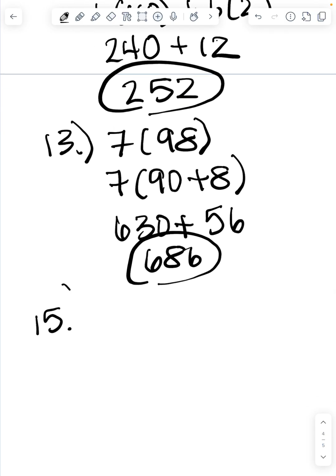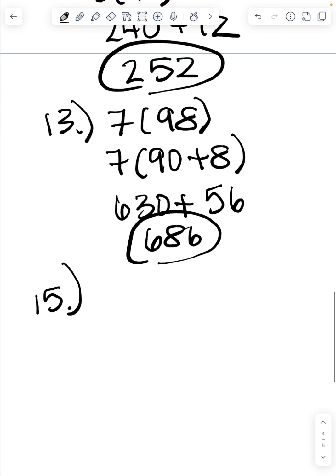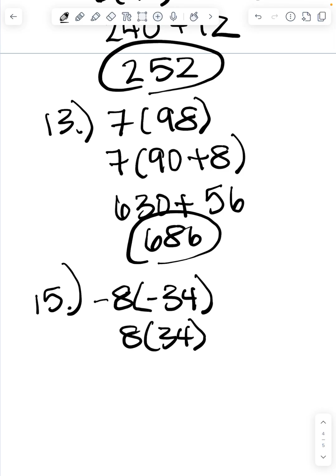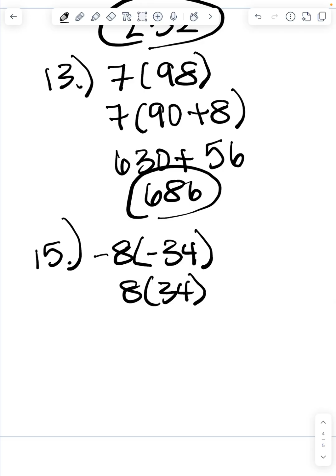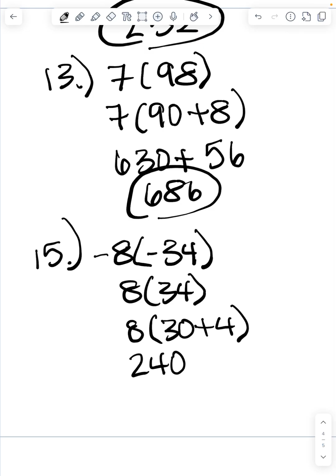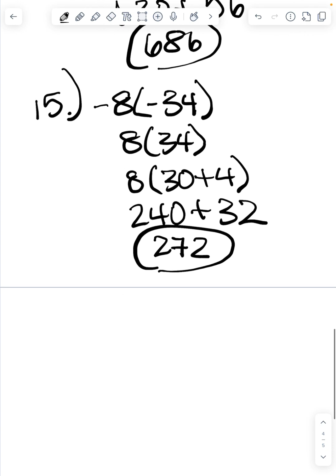Number 15. Negative 8 times negative 34. Well, I'm just going to go ahead and say 8 times 34, because I've got a negative times a negative, and that gets me a positive. Now I will split it up. 30 plus 4, that gives me 240 plus 32. Final answer is 272.